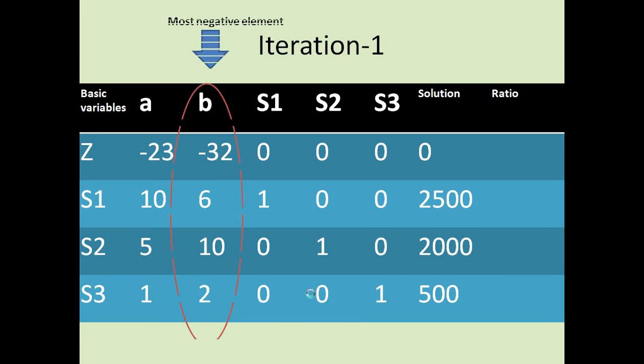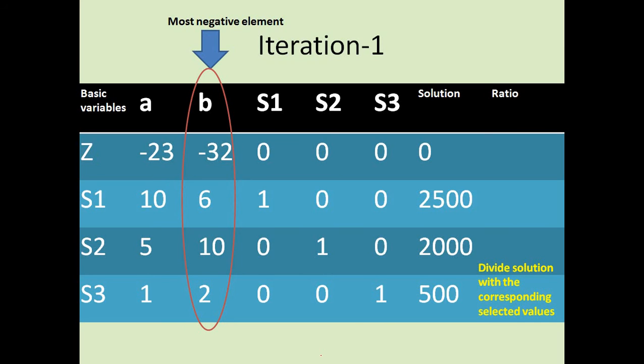You're just going to find the most negative element in this z row, which is 32. So I'm going to check mark the column of this one. I'm not going to check mark the row because I've already scanned through this row and found the most negative element. So I'm going to mark the column here. And when I mark the column, I'm going to divide the solution with the corresponding selected values. So in this case, this 6 and 2500. So I'm going to divide 2500 with 6.